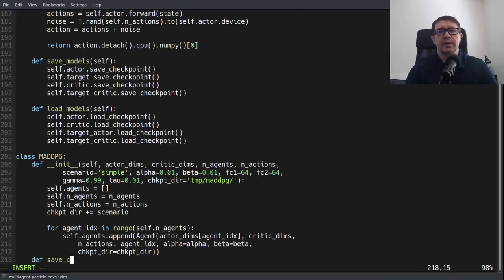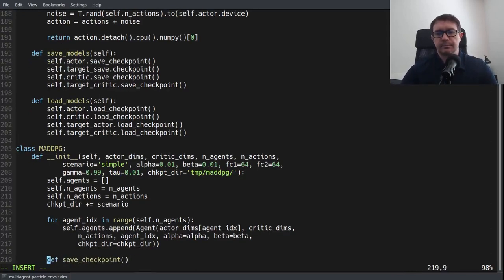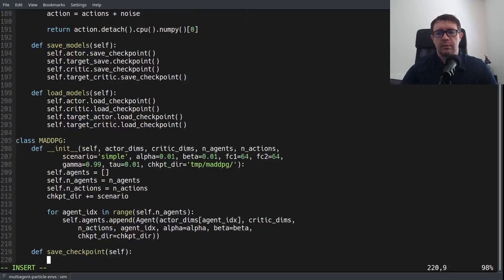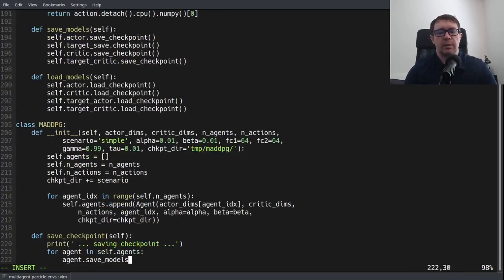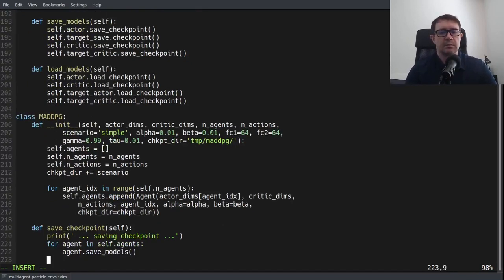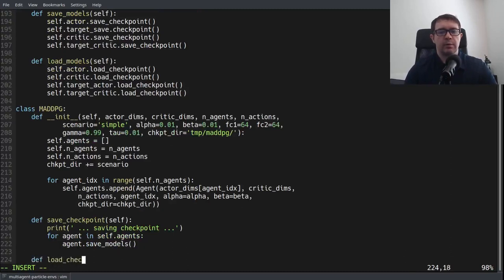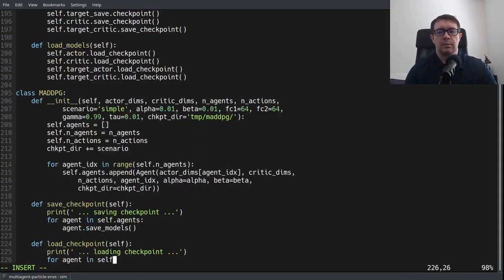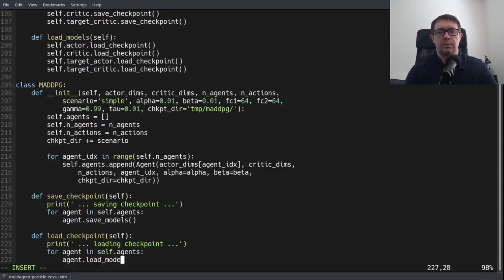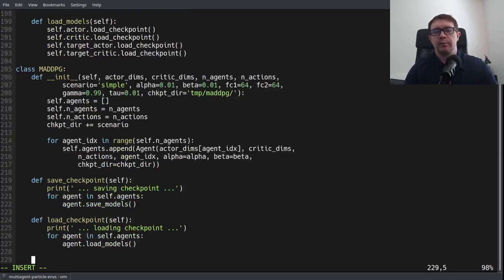So now we can say save checkpoint. And what we want to do is just use a simple print statement, saving checkpoint. And for agent in self.agents, agent.save models. So for each agent, you want to save its models. Def load checkpoint. All right, very simple bookkeeping function.